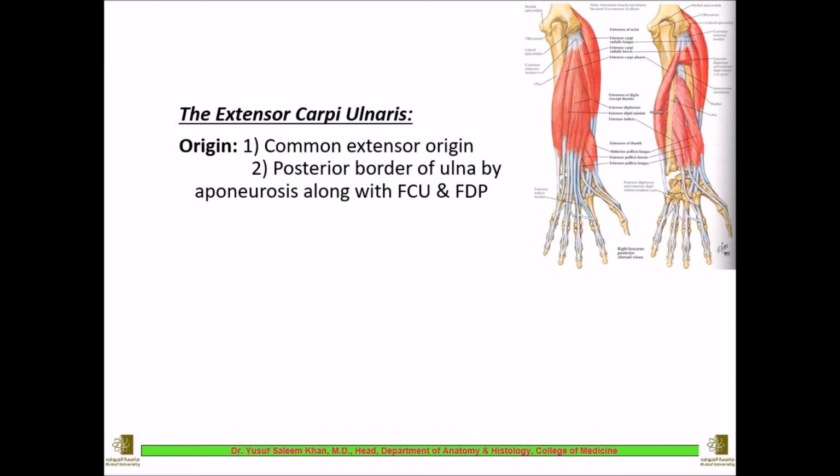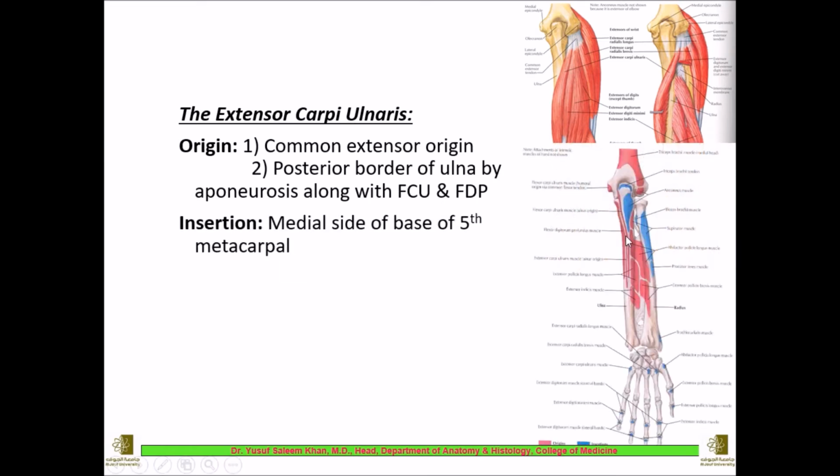I told you when we were discussing the flexor compartment that the flexor carpi ulnaris, as you see here, this is the flexor carpi ulnaris muscle. Then we have the flexor digitorum profundus, as well as this muscle, the extensor carpi ulnaris. All these three muscles join together, form an aponeurosis, and then take origin from the posterior border of the ulna. Okay. So these three muscles take origin from the posterior border of the ulna, and this muscle also takes origin from the lateral epicondyle of the humerus, that is the common extensor origin.